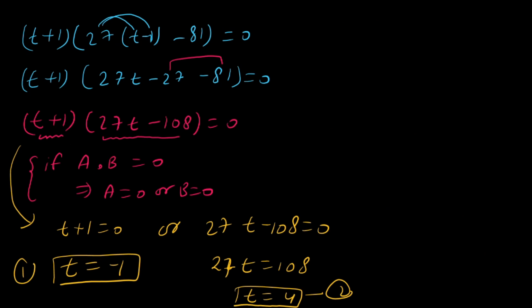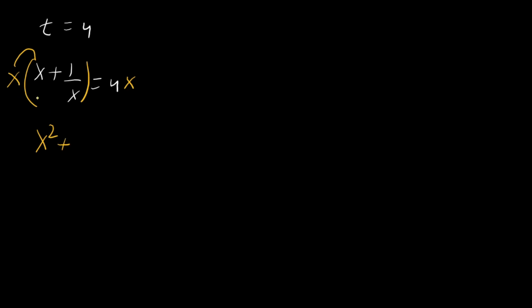Case second is t is equal to 4. If t is equal to 4, and we know that the value of t is x plus 1 over x, this is equal to 4. If we multiply both sides by x, then on the left hand side x multiplied by x is x square, plus x multiplied by 1 over x gives 1, and this is equal to 4 times x. Now if we take all the expression on the same side, then x square minus 4x plus 1 is equal to 0.